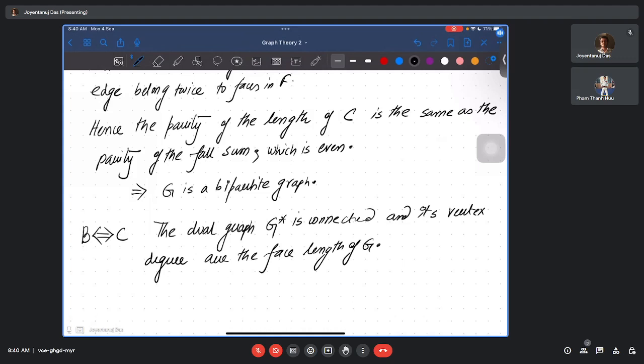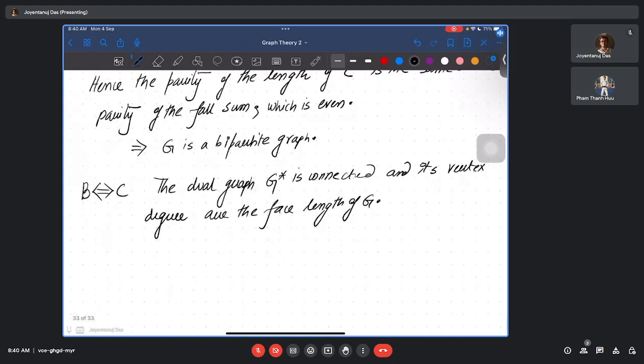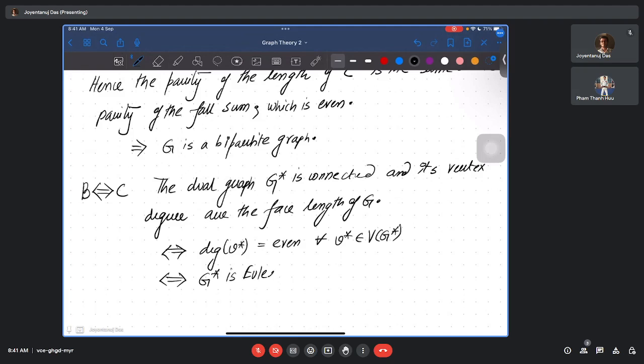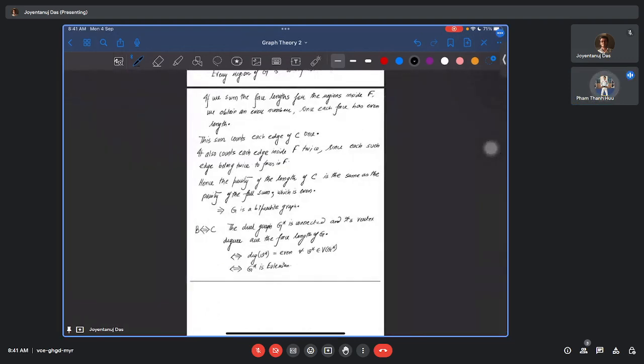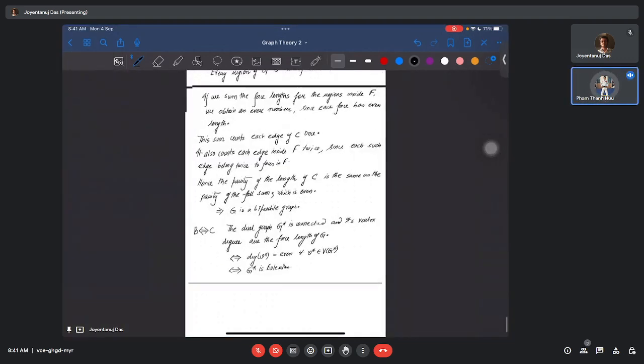Face lengths of G are even, so the total length is even. This implies the degree of v* is even for all v* belonging to the vertex set of G*. So this implies G* is Eulerian. Right? So this is fine, right? Even degree, even.